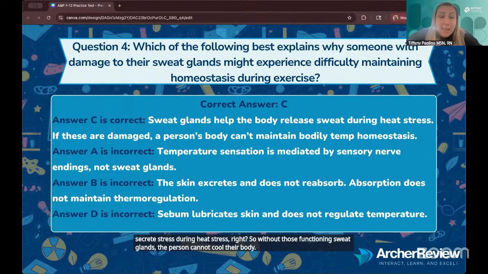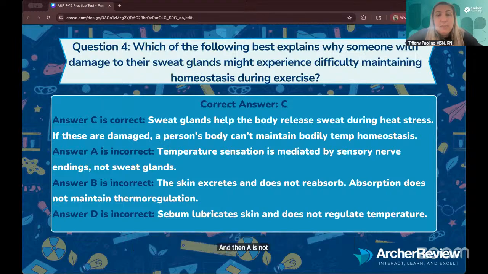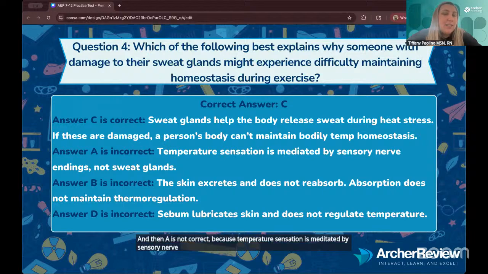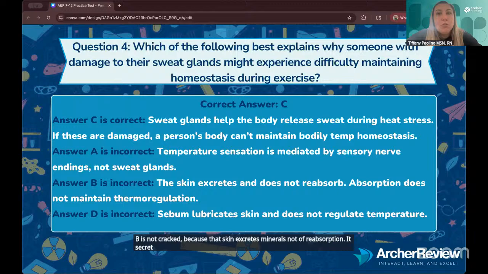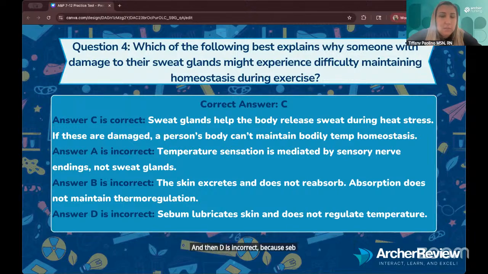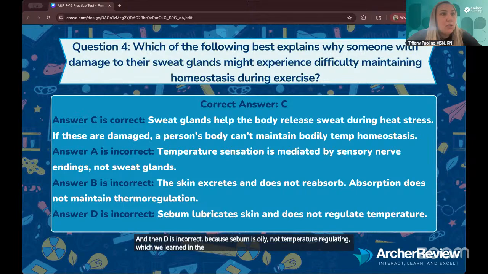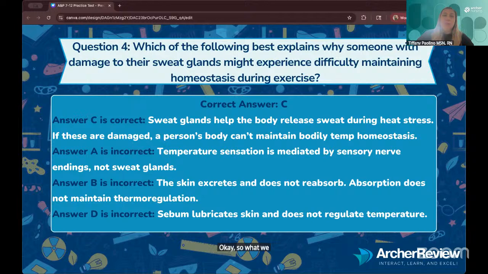And then A is not correct because temperature sensation is mediated by sensory nerve endings, not necessarily sweat glands. B is not correct because the skin excretes minerals, not reabsorbs them. It secretes or excretes, sorry, so it releases. And then D is incorrect because sebum is oily, not temperature regulating, which we learned in the previous question. Okay, so what we just talked about with the skin, all about temperature, right?